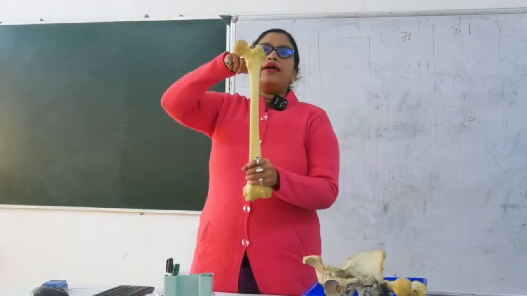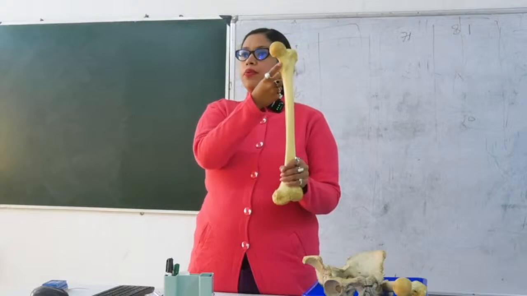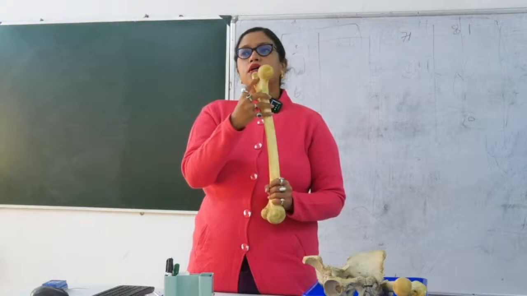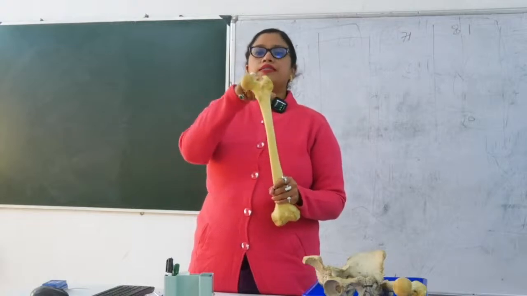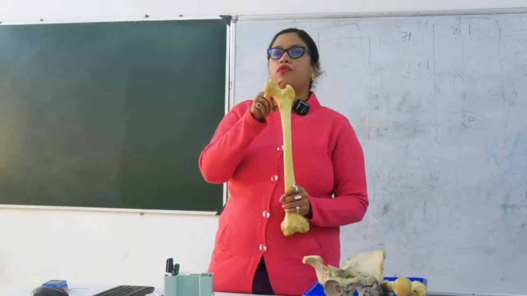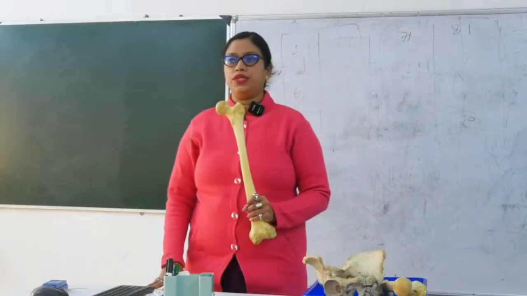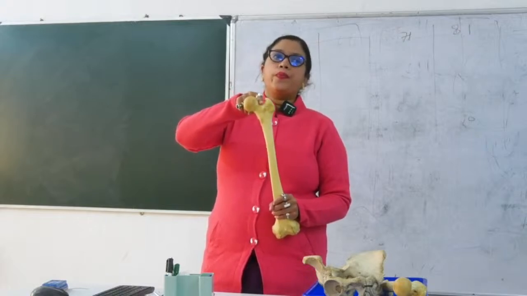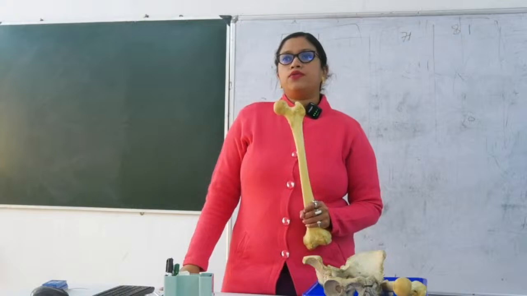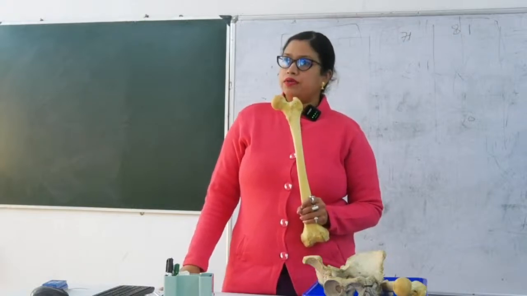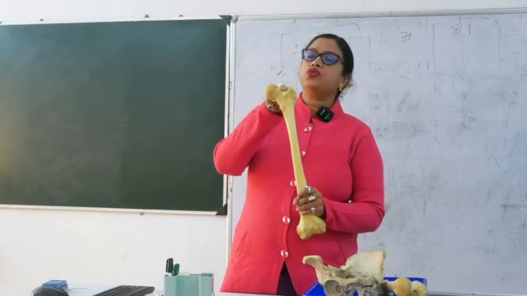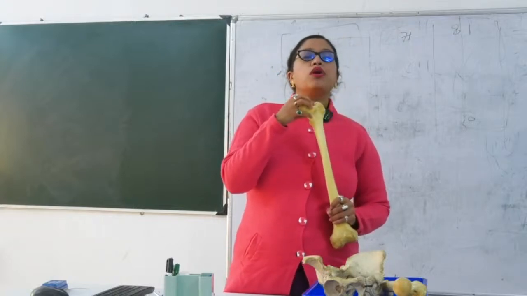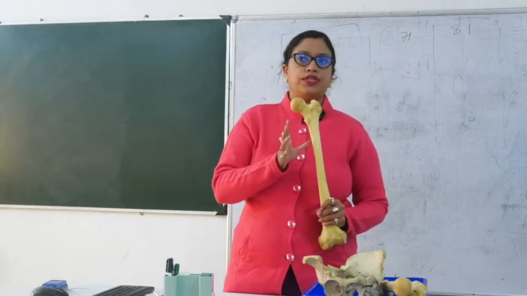Now it has how many borders and how many surfaces? Very easy: two borders, the upper border and this one the lower border. Anterior surface, and this one is the posterior surface. Now the upper border, there is some kind of attachment. Which structure is attached over here? Think a bit. The capsule of the hip joint is attached to the upper border of the neck.